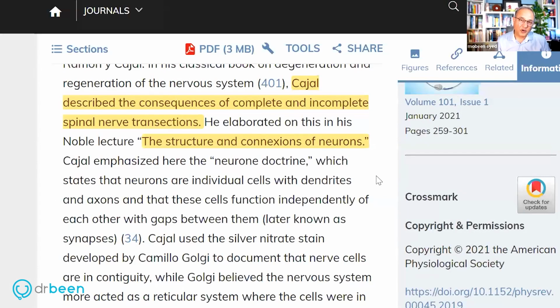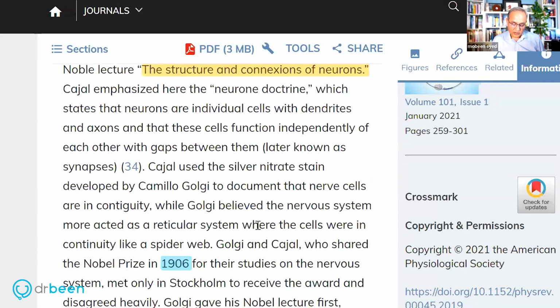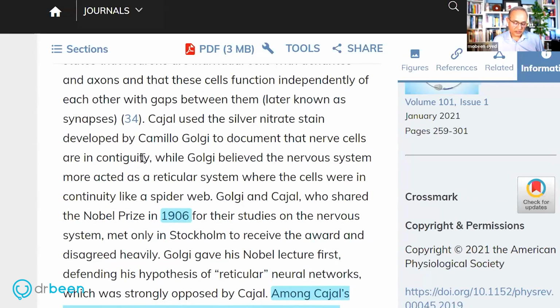However, you might know Golgi as well, the Golgi apparatus is named after him. So there was another scientist at that time, Camillo Golgi. Cajal used the silver nitrate stain developed by Camillo Golgi to document that nerve cells are in contiguity, while Golgi believed that the nervous system acts more as a reticular system.